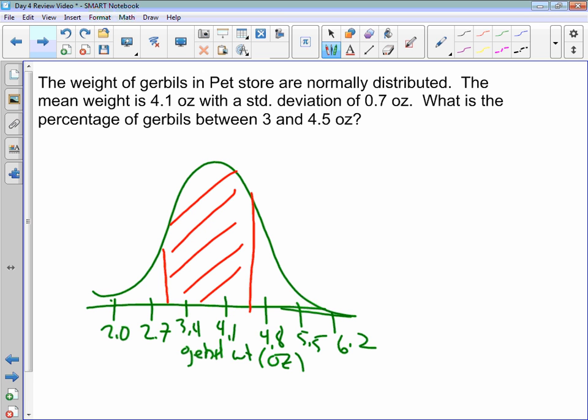So what is the percentage of gerbils between them? And if you'd want to draw this sketch on your AP exam if you had this question, you've shown you understand what is being asked in the question. We don't have to do any fancy math things. If we wanted to, we could say, what's the probability that X is between 3 and 4.5 is the probability statement. But here we're okay.